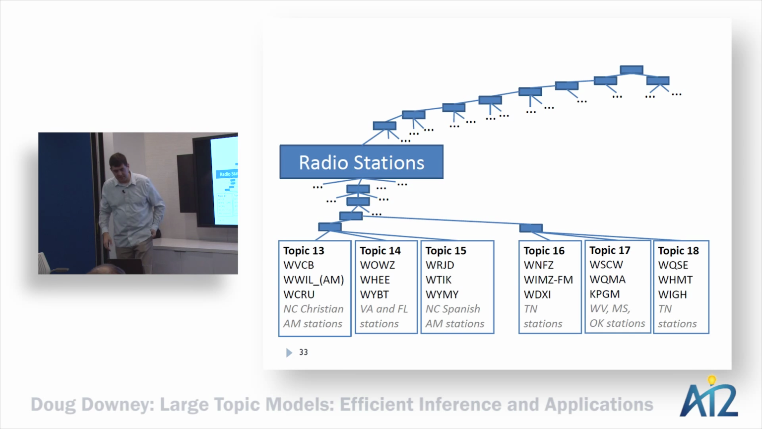We need to do more investigation of these trees. I'm curious about the tree versus a multidimensional space. It looks like you have multiple dimensions mashed together. That's right. North Carolina versus Tennessee versus Wyoming, and Christian versus Spanish versus whatever. That's right. AM versus FM versus whatever. So would it be more interesting, or as interesting, to try to tease out these dimensions? Yeah, you're absolutely right.